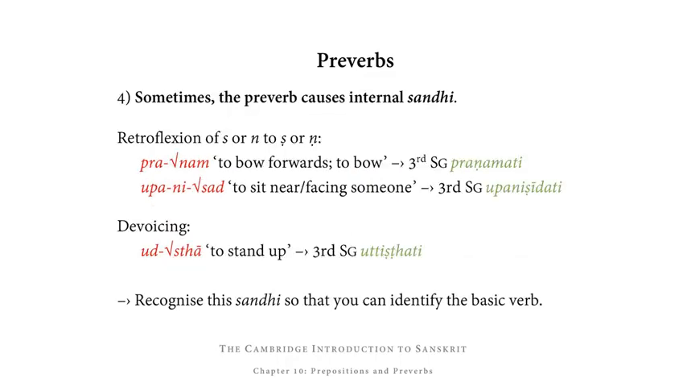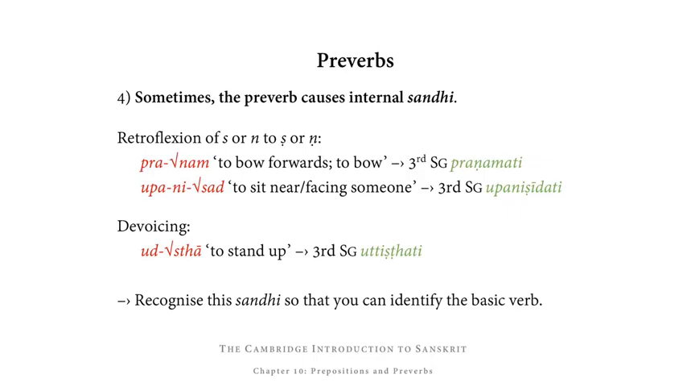On to a formal aspect concerning preverbs, number 4. Sometimes the verb causes internal sandhi. For example, you may find retroflexion of s or n to sh or ṇ. So, for example, in pra nam, to bow forwards or simply to bow, we have a third person singular pra ṇamati with the n having changed into a retroflex ṇ after the r in pra. So pra ṇamati, not pranamati.